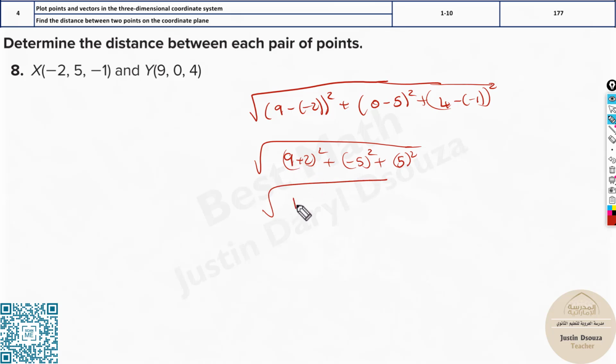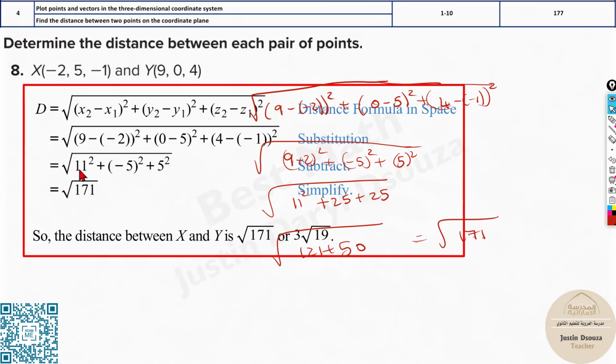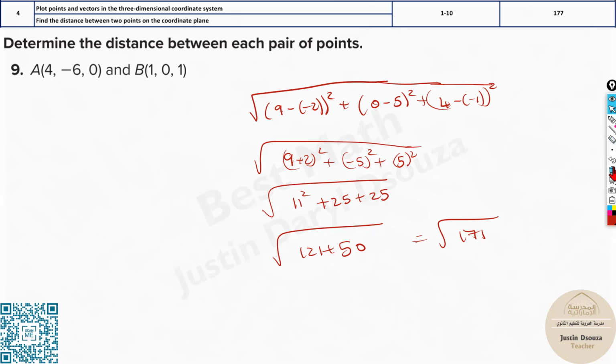Now we have 9 plus 2 is 11 squared, plus minus 5 the whole squared is directly 25, plus over here also 25. And 11 squared is 121 plus 50, that is equal to the square root of 171. That will be the exact value, that is the distance between these 2 points, root 171.